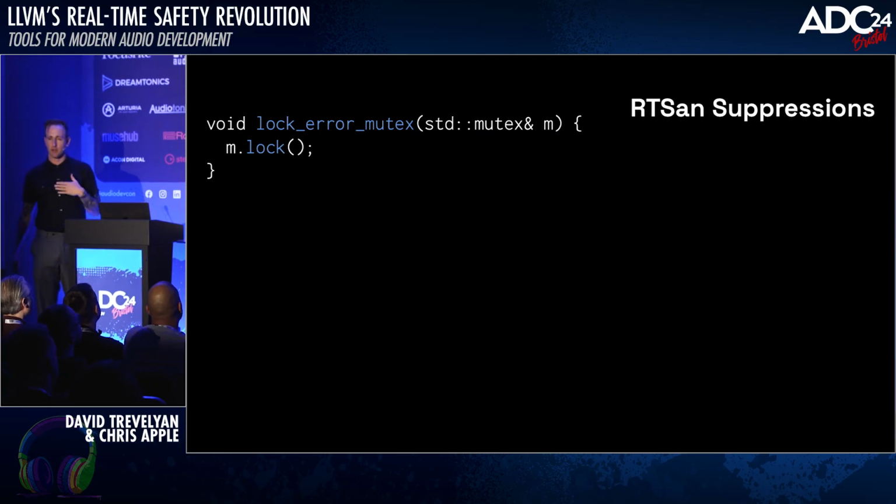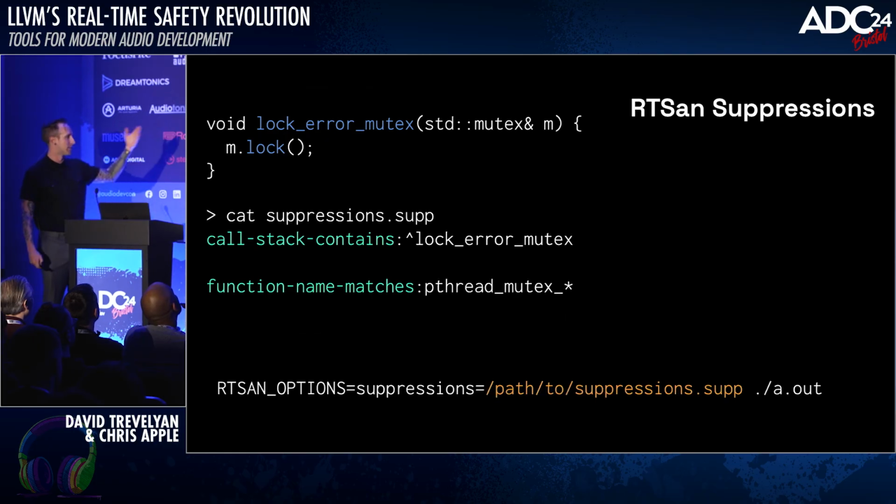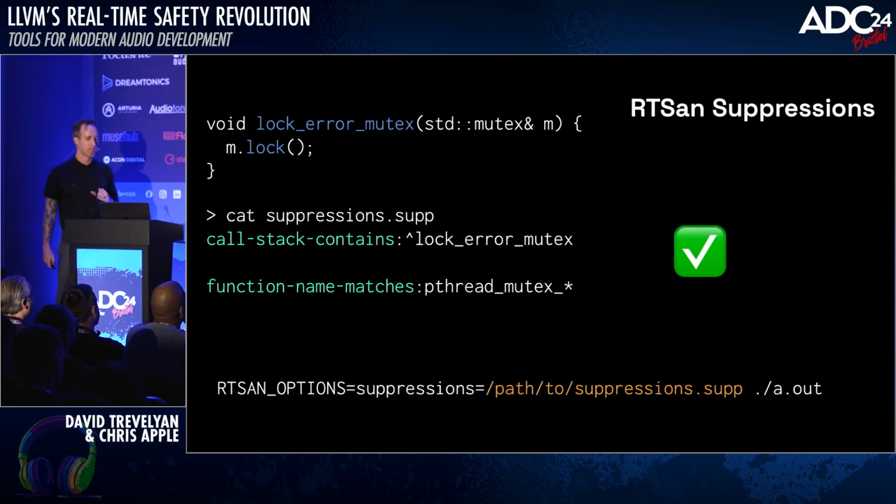So a suppressions file is a way that you can disable reporting for all the other sanitizers as well. It is a simple text file that contains some special strings. Our special strings are call stack contains, which says, does any call stack of any issue contain the string lock error mutex? That would get around this error at the top of the slide. Or you can pass in a function name matches, which says, are any of our intercepted functions, like the pthread mutex functions, we're going to suppress reporting of that. Now you pass in this file using our RTSan options environment variable, and this will run and be happy.